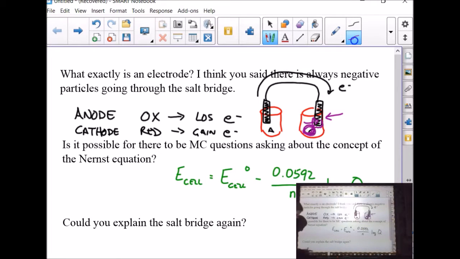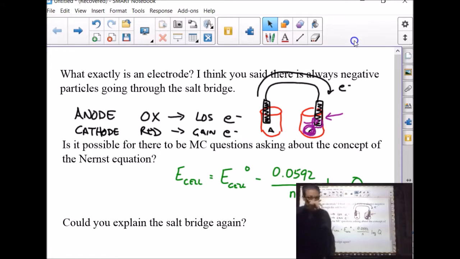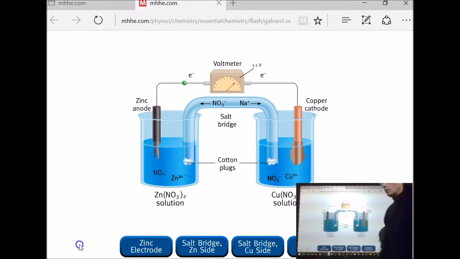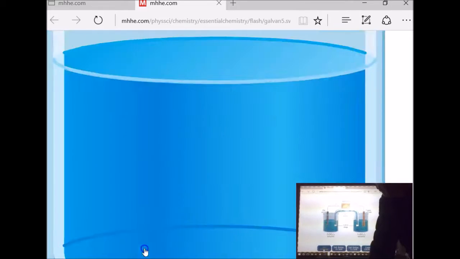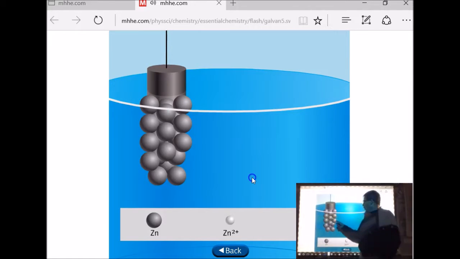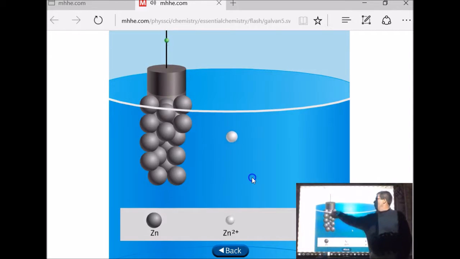And I have somewhere, let's find it here. I don't know if you guys clicked on it. Like this demonstration here, this is the anode. At the anode, the zinc in this case is acting as the anode. So you have your zinc atoms here. One of the zinc atoms loses an electron. As a result, it creates an ion.